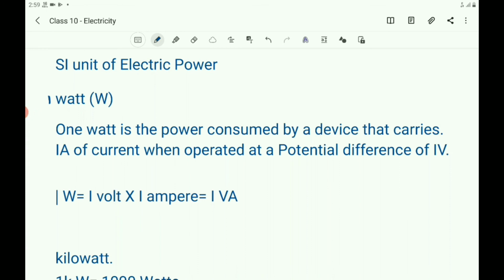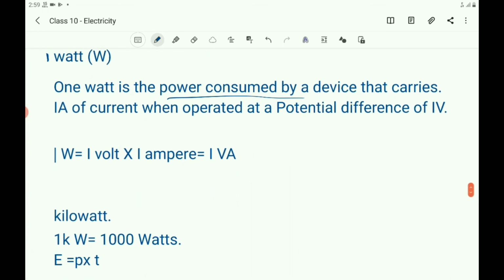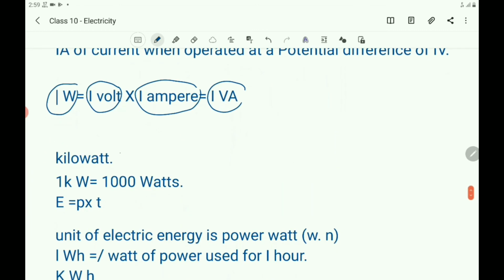So what is the SI unit of electric power? That is watt. What is 1 watt? 1 watt is the power consumed by a device that carries 1 ampere of current when operated at a potential difference of 1 volt. So you can have 1 watt equals 1 volt into 1 ampere. Then the larger unit of electric power is kilowatt. 1 kilowatt equals 1000 watts.